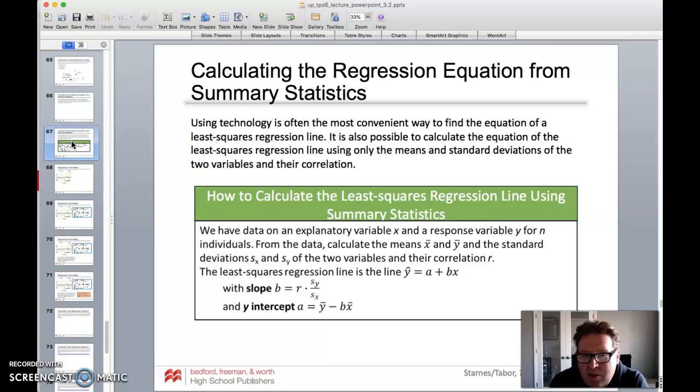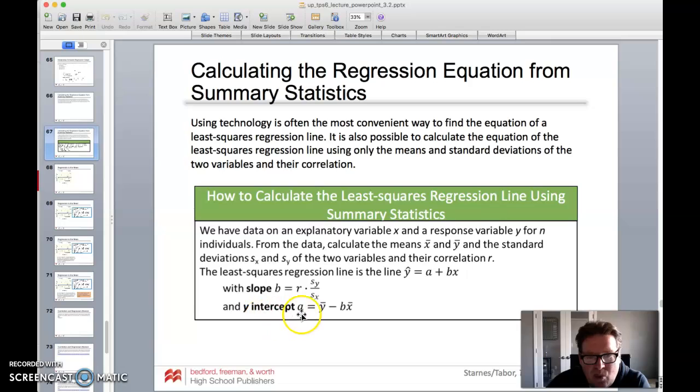All right, so we have to find the mean of x and the mean of y, and then each of their standard deviations, and then their correlation r. Now, if you do that, you can come up with this least squares regression line. You can find the slope by taking the correlation coefficient times the standard deviation of y divided by the standard deviation of x. That gives you the slope.